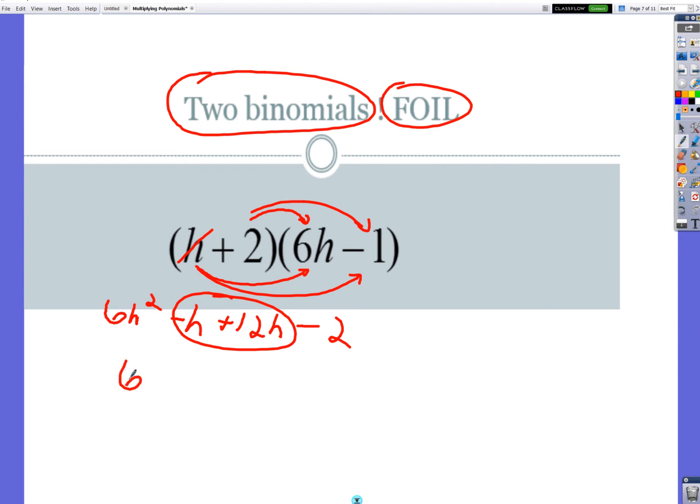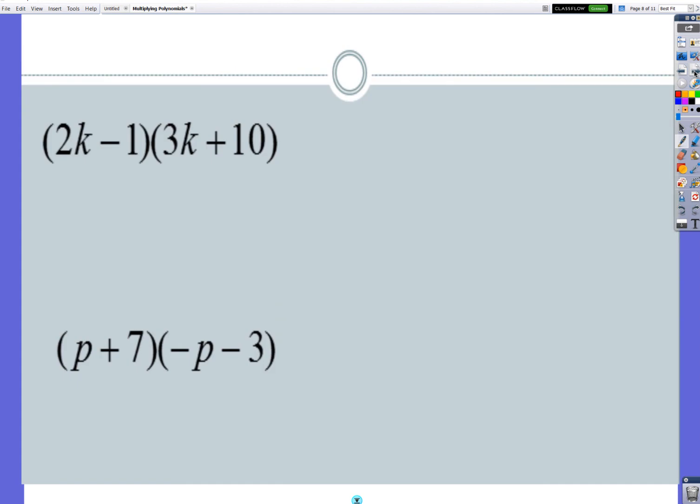So drop down 6h squared, drop down -2. In the middle, what's -h plus 12h? Plus 11h. Any questions? Okay. Let's at least get to this next page of 2x2 foils, and then tomorrow we can start on the 3x2s. If I hadn't had to do all the other stuff, I could have had you guys come up and do this, but we can do it tomorrow.